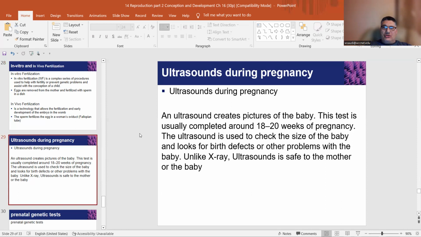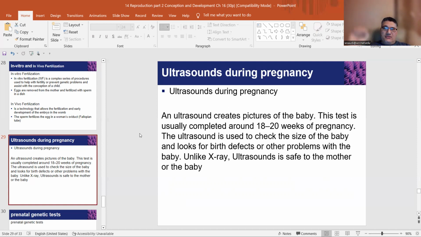The other thing that I want you to know is during the prenatal period, pregnant ladies should go to the doctor to do certain things to make sure that everything is good. Otherwise, if something is missed, it might lead to issues. So one of those is ultrasound during pregnancy.